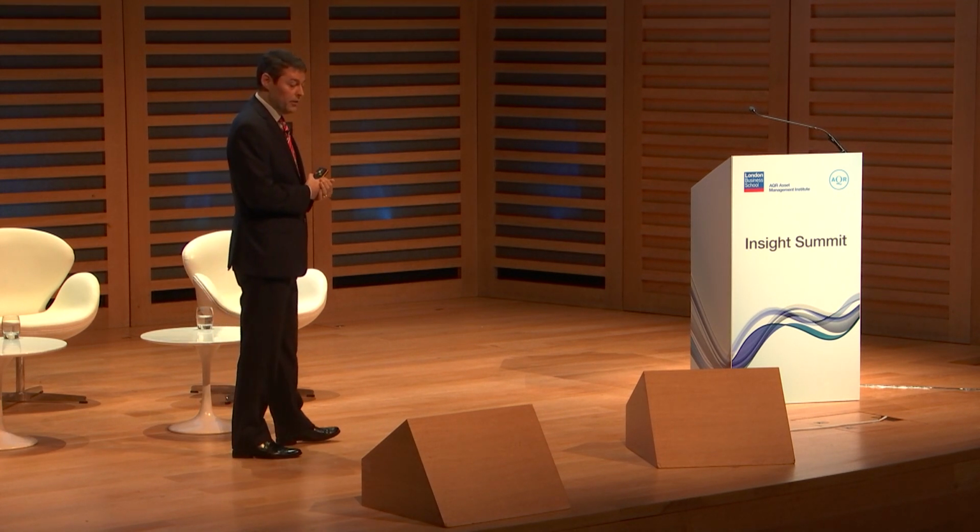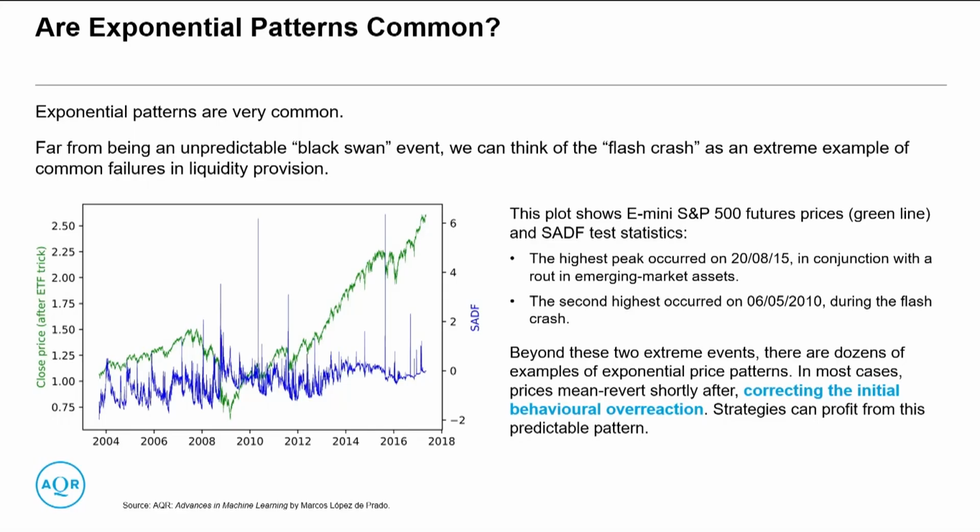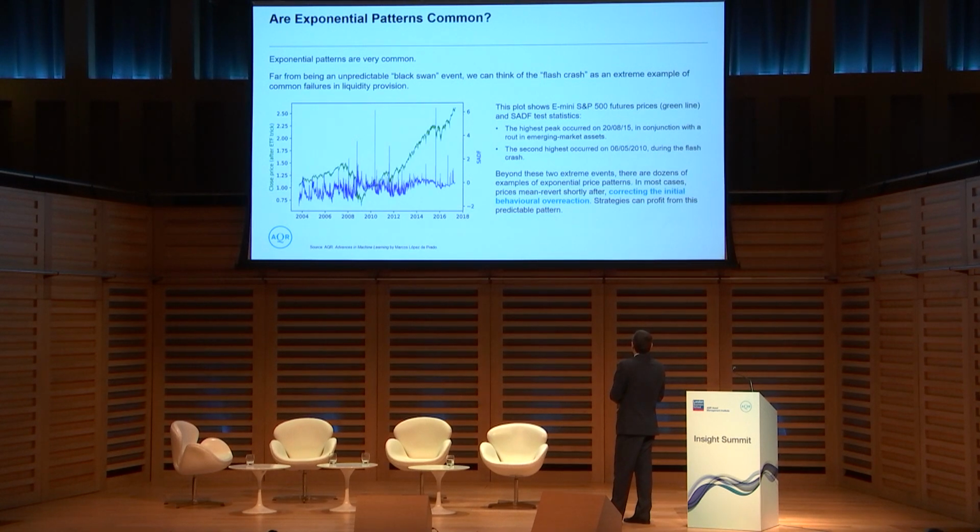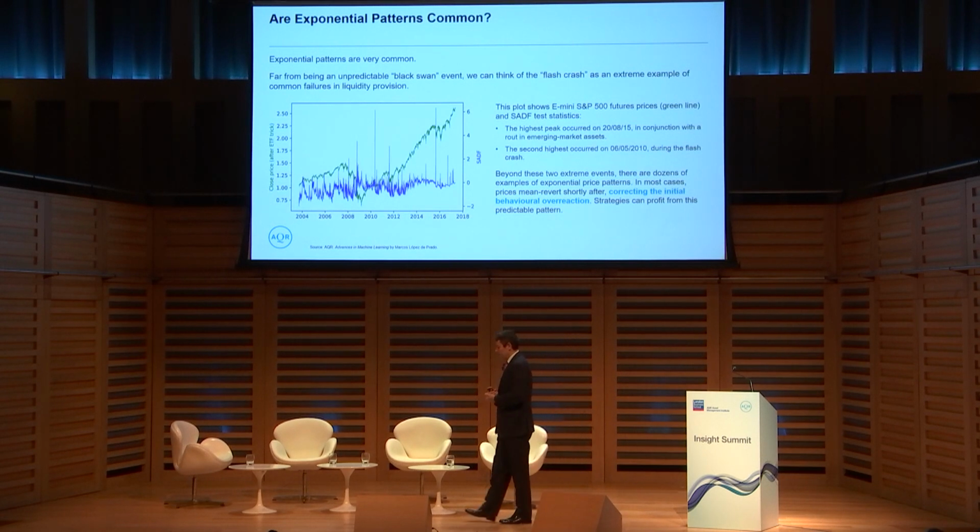How common are exponential patterns? Very common. You can see it here. This is the flash crash. It was not even the most exponential pattern that we have observed in history. This is the pattern of August 20th, 2015, which was caused by a conjunction of routs in emerging market assets. And now, what we can appreciate is that actually they are quite common. It's very common for markets to experience this sort of exponential bubble-like behavior.